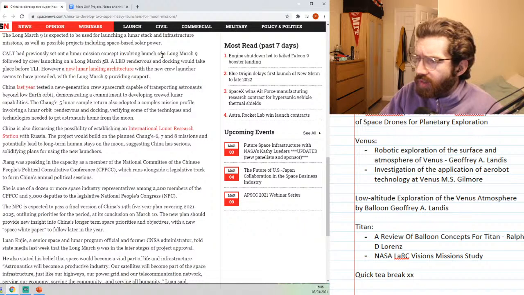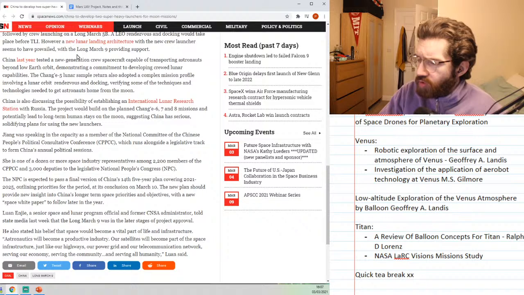So previous concept, low Earth orbit rendezvous and docking would take place before TLI. However, a new lunar landing architecture with the new crew launcher seems to have prevailed, with the Long March 9 providing support. Okay. Long March 9 is an interesting name, but that's just the name of the rocket.